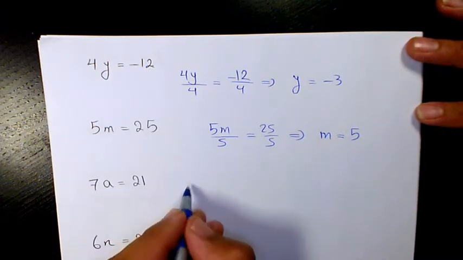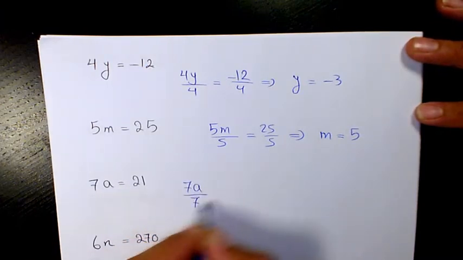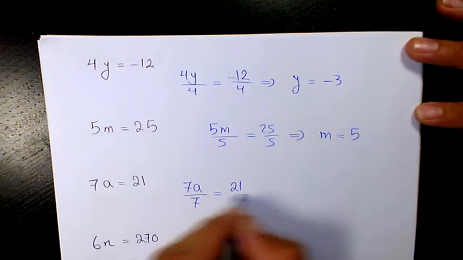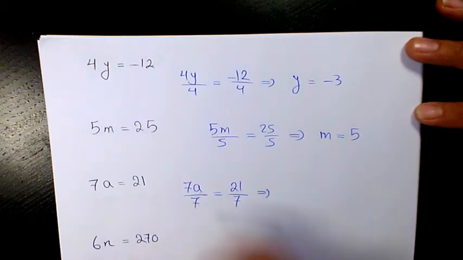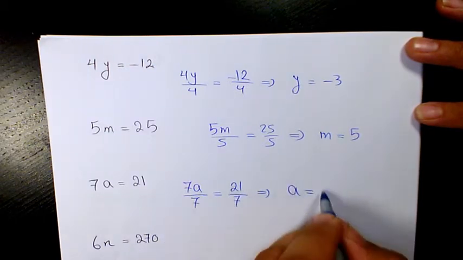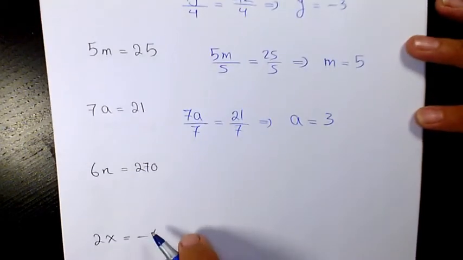7a equals 21. In order to isolate it, we need to divide it by 7. 21 divided by 7. So 7a divided by 7 is a. 21 divided by 7 is 3. So a equals 3.